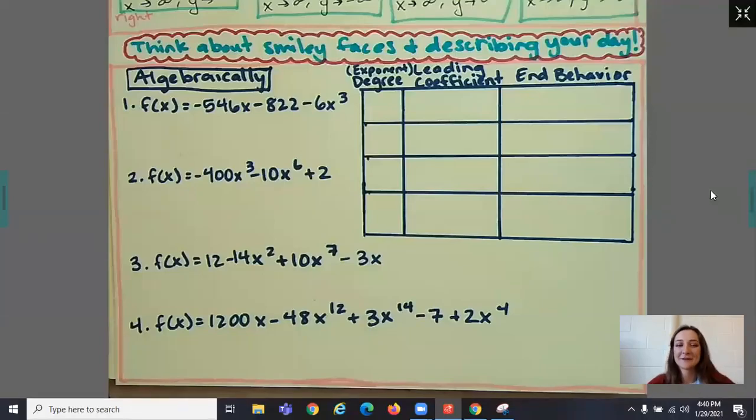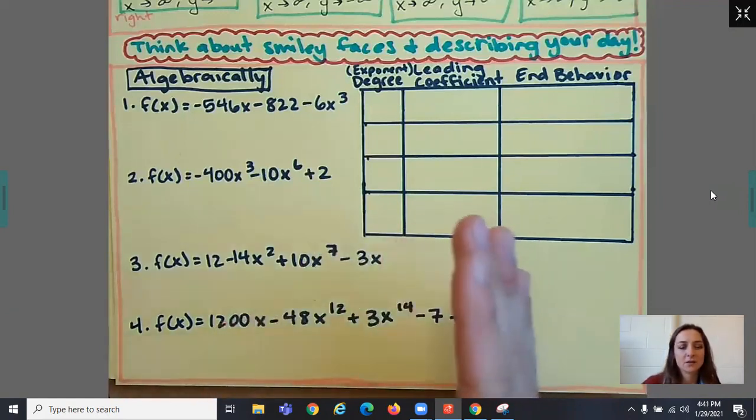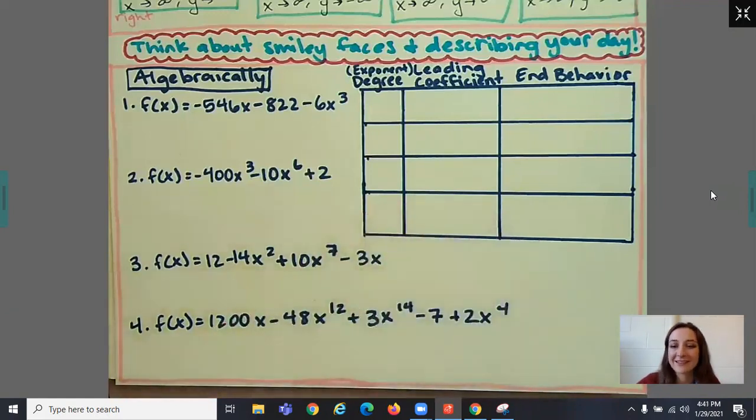Hello everyone. In this video, we're going to look at end behavior algebraically. In the video before this, we were looking at it graphically, looking at the smiley faces and describing your day and things like that. So we're going to look at it more algebraically now, and we are going to be filling out a table, but we'll figure out when we do that.